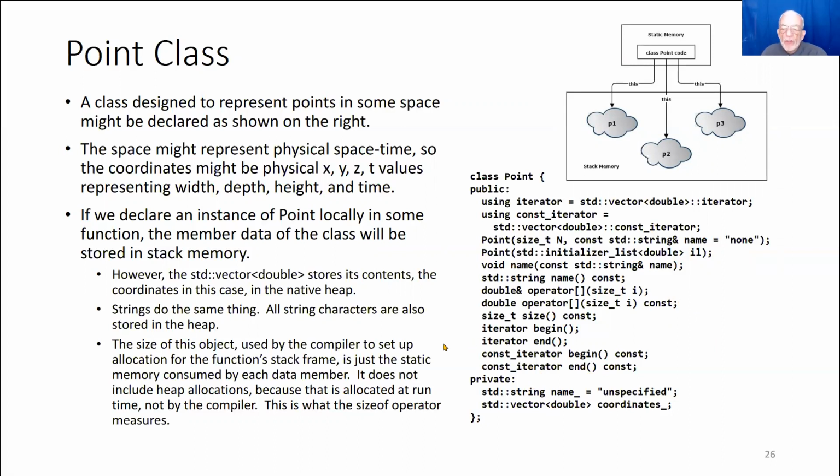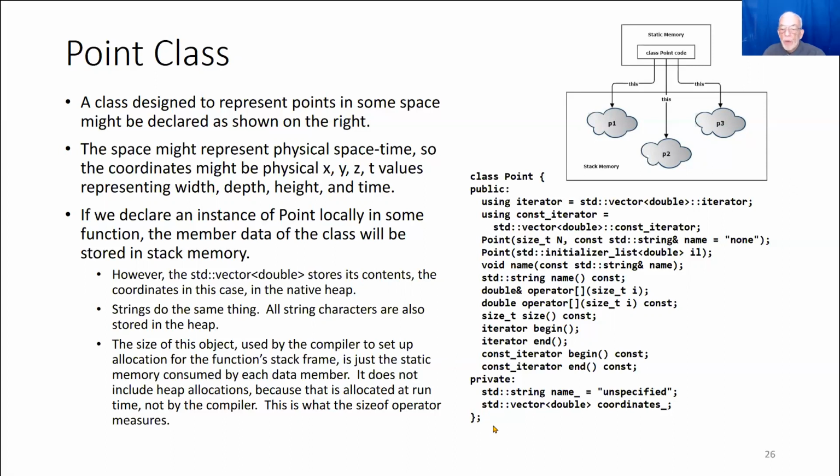So when we measure the size of that object, there's a sizeof operator. When we measure the size of this point object, we'll measure the size of name and vector, but all we're measuring is their size in their static allocation. We're not measuring what they hold on the heap. So for example, a string with 50 characters has the same size as a string with 300 characters because we're not measuring that character space on the native heap.